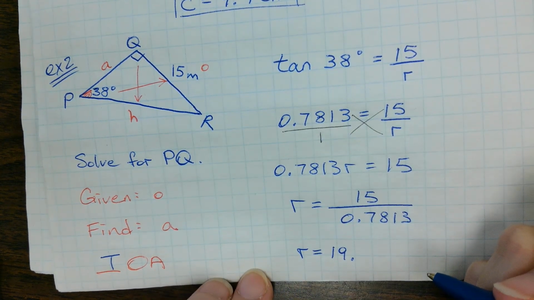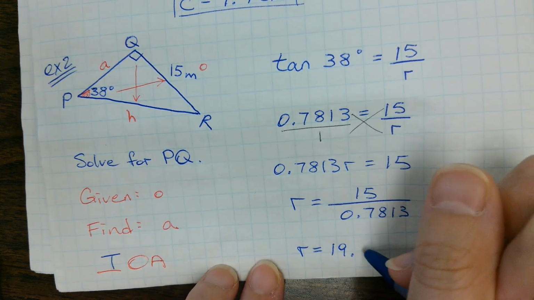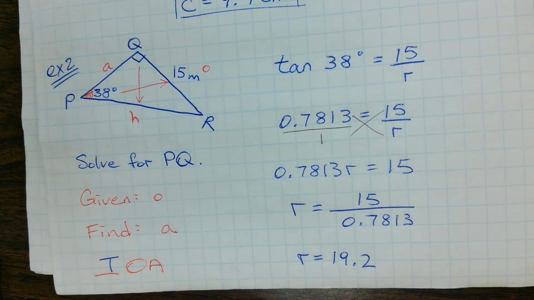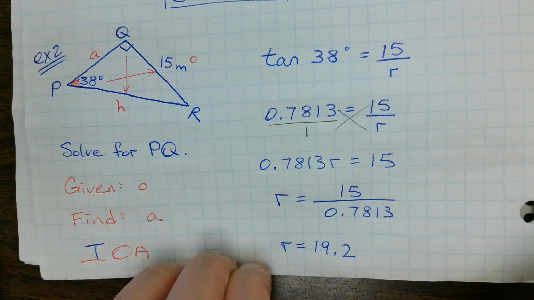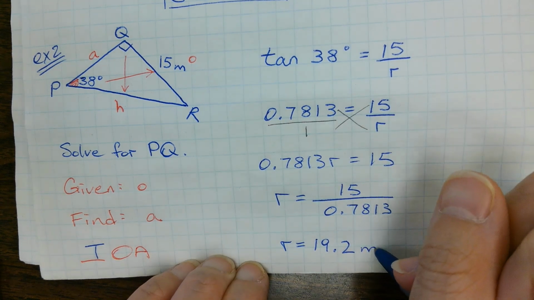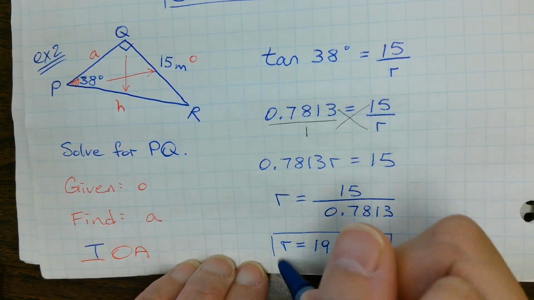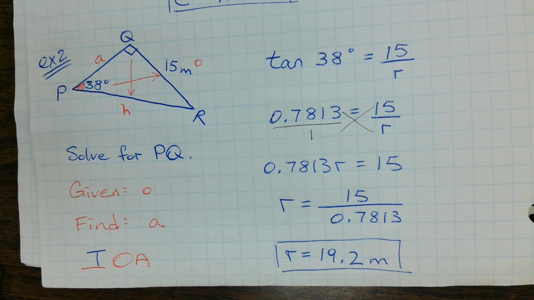19.21. Okay, so round it to 1 decimal place, so 19.2. Good job. What's my unit? Meters, because it's a length. Yay. Okay. So now I know how to find lengths. One last example. Finding angles.